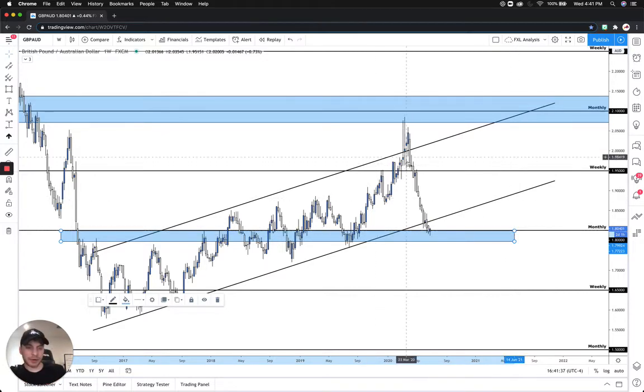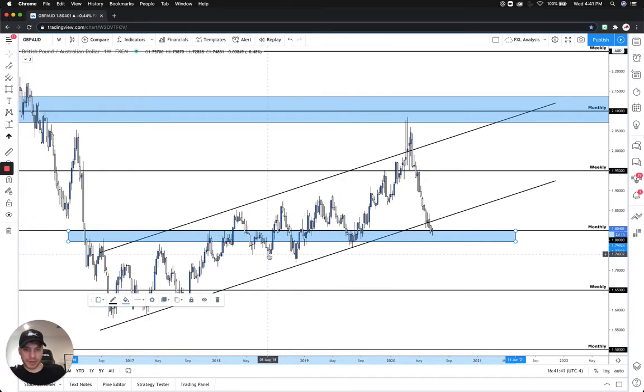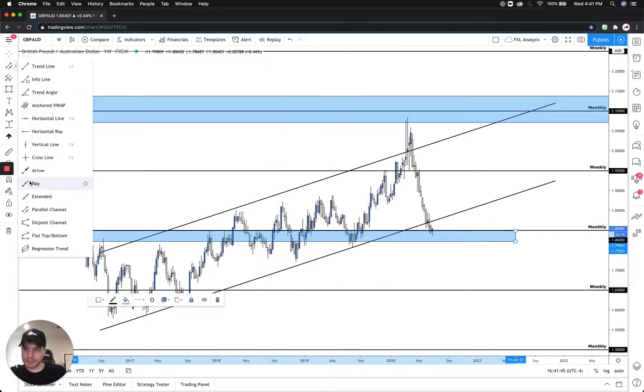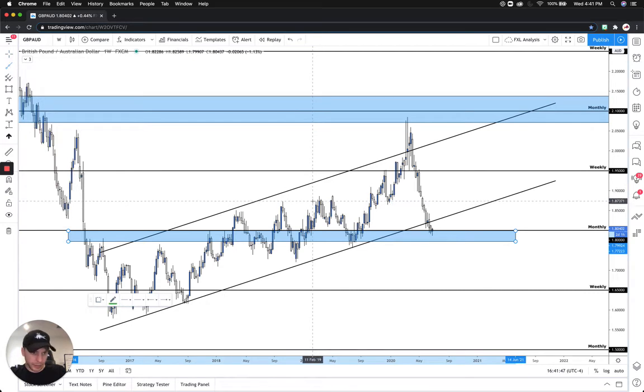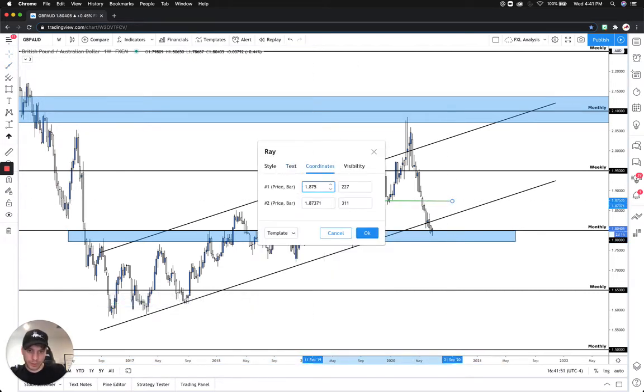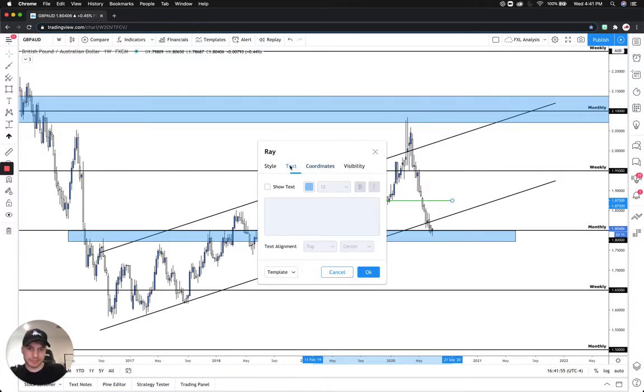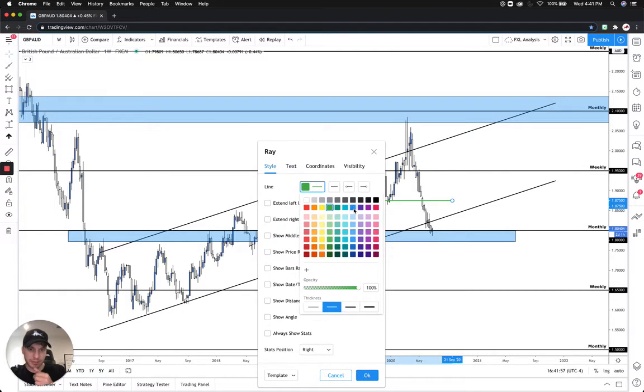This is very overextended as well. We're also looking for patterns. What can we identify here? This was a bit of a range. Finally broke right here. I'm going to highlight this area of structure that we saw break. Call it 1.875. Highlight it in blue because, again, structure.